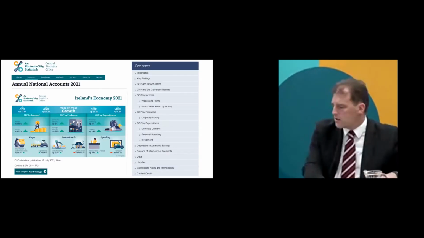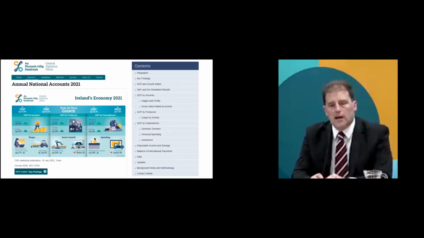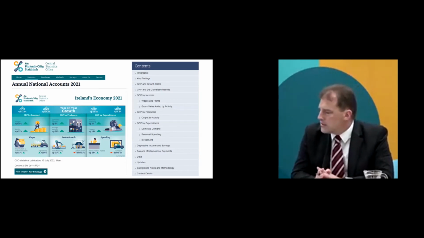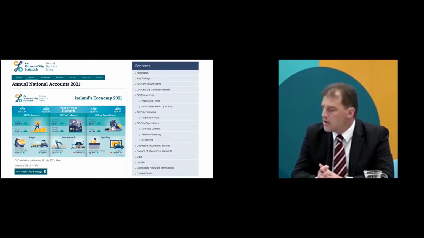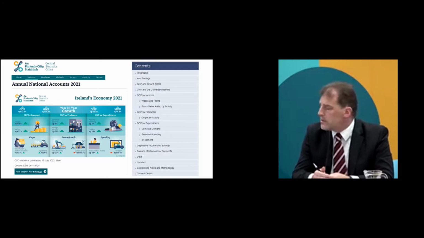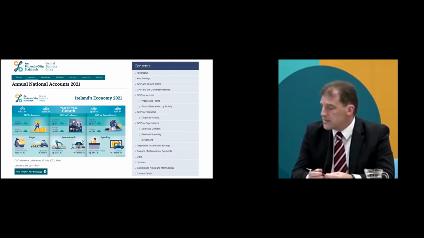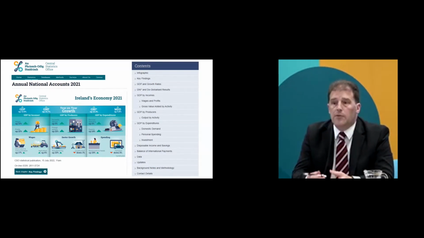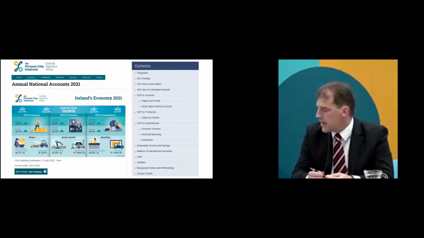That's the look, I guess, of the new format publication. So the table of contents on the right-hand side, I guess, gives you the best kind of illustration that we've grouped together the things under income, like wages and profits, GDP by producers, which is the intermediate consumption and output data, and GDP by expenditures, which you're typically used to looking at: consumption, investment, and the foreign sector net exports.